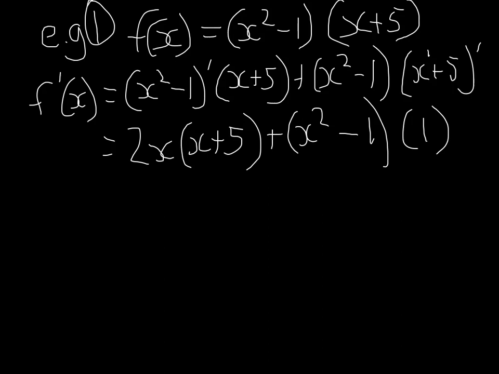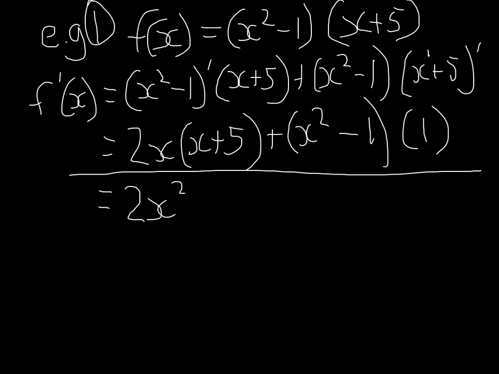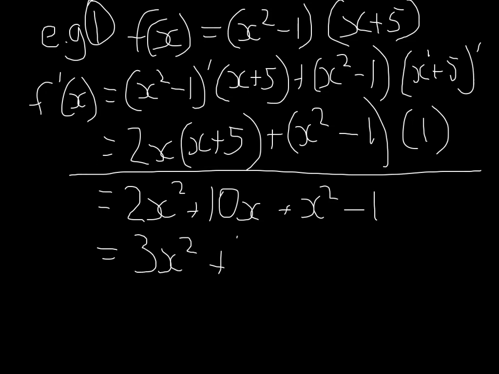After you've done this, you can simplify it. That's the basic derivative there, but it's always better to simplify it. So it's simplified. It basically is x squared plus 10x plus x squared minus 1, and that equals 3x squared plus 10x minus 1. So that's my first example.